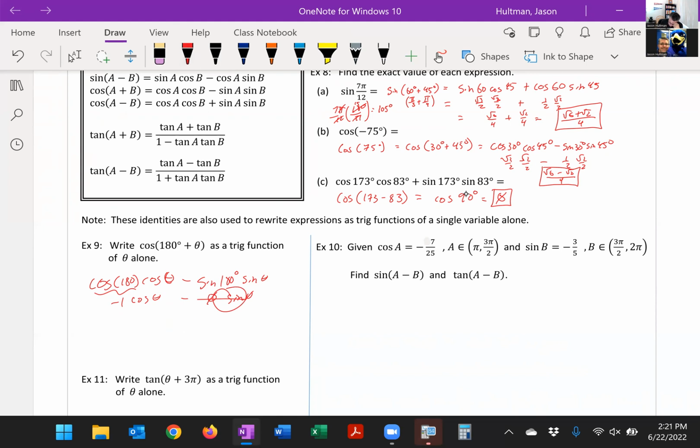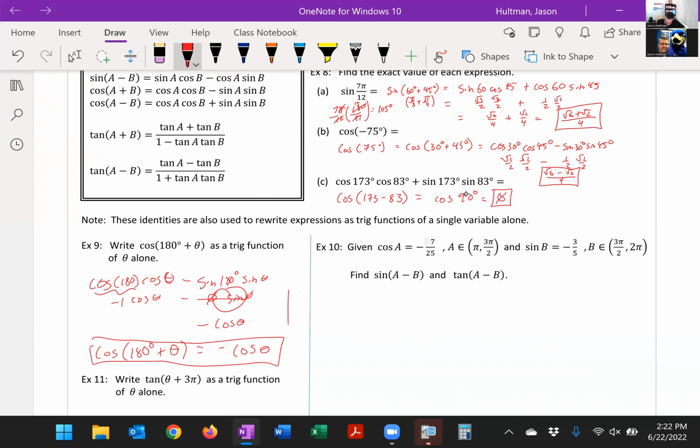So we could rewrite this as cosine of 180 plus theta. So if I add 180, or if I turn the point one rotation of 180 degrees halfway around the unit circle, then it just becomes negative of whatever the original angle was. So that's kind of interesting.